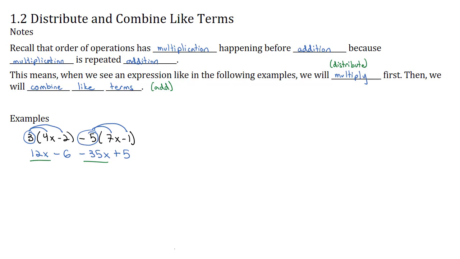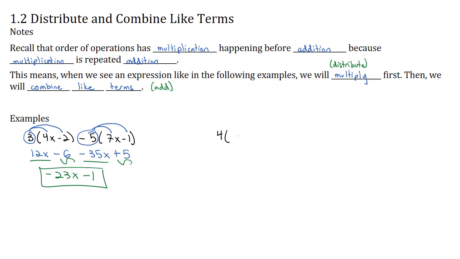Then we just have to combine like terms. We've got the 12x minus 35x. That's negative 23x. And negative 6 plus 5 is just a negative 1, giving us our final simplified solution. Let's take a look at another example that's kind of similar to that.